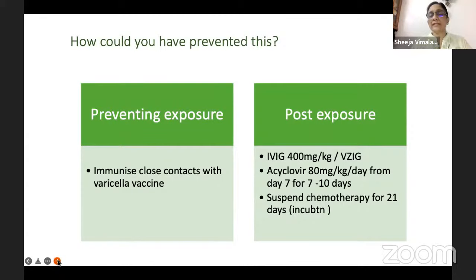It is also said that you can suspend the chemotherapy for 21 days if possible, because the incubation period for varicella is close to 21 days. So for 21 days, if possible, suspend the chemo and then restart it. If you have a cancer institute nearby or you're working in one, you would know how devastating it can be if the hospital faces a varicella outbreak, because all these interventions are only partially effective.